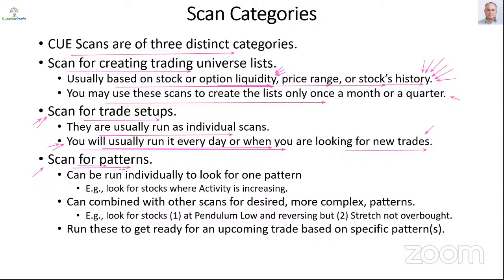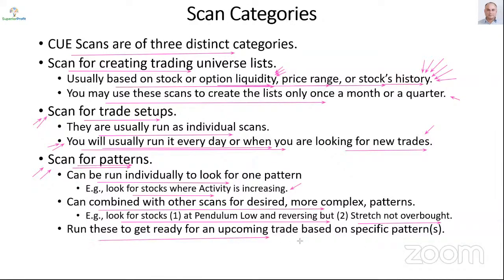Scanning for patterns is not used for QFinder, so you will not need it for finding technical breadth every day. You run the scan for patterns only when you are looking for new trades. Can be run individually to look for one pattern. For example, look for stocks where activity is increasing, that is stair stepping. Often traders combine the scans for desired more complex patterns. For example, look for stocks at pendulum low and reversing, but stretch not overbought yet.